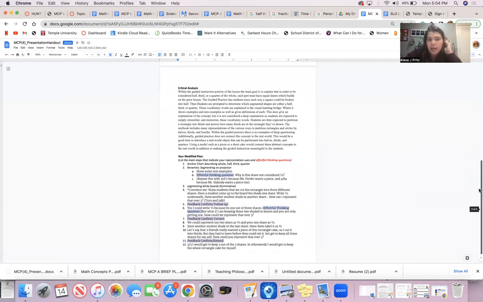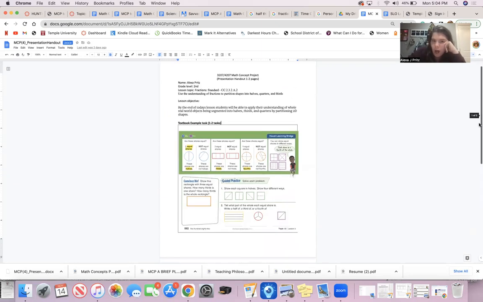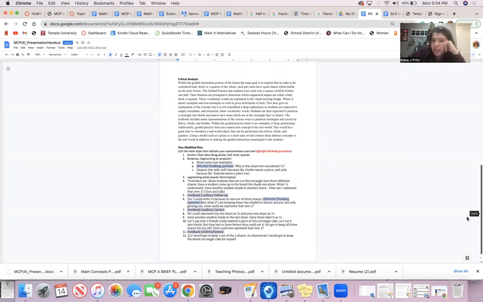So how I went about that in my modified plan, I created an anchor chart, which is essentially the same as the visual learning model at the top. But then I'd also bring in a sheet of brownies because that would get the kids so excited. So on the smartboard, I would put the brownies on the projector, and I would show some non-examples of halves, quarters, and thirds.